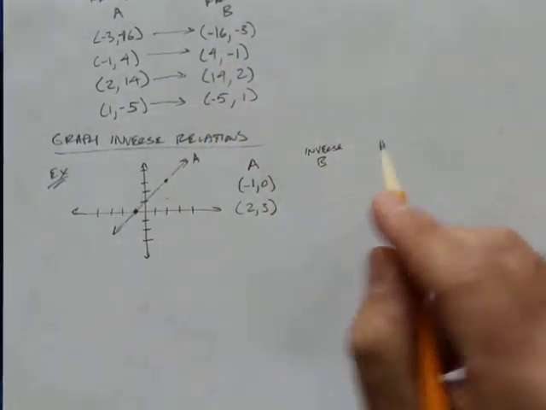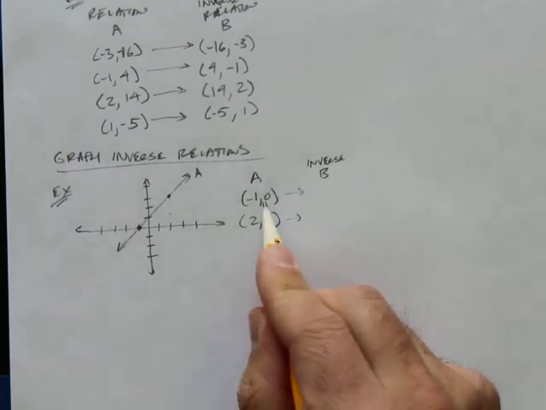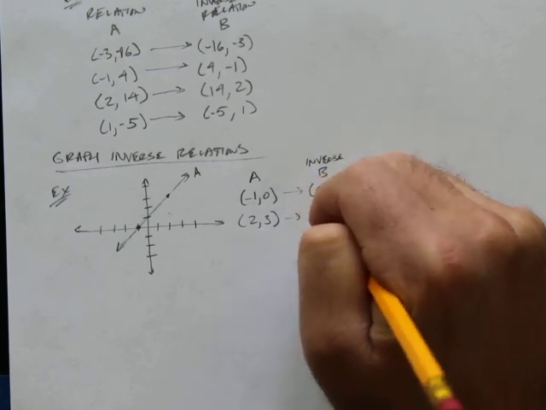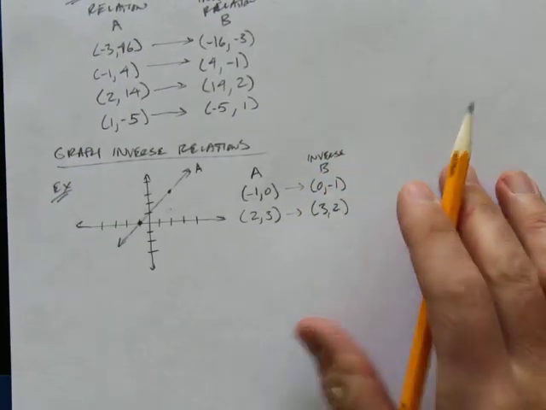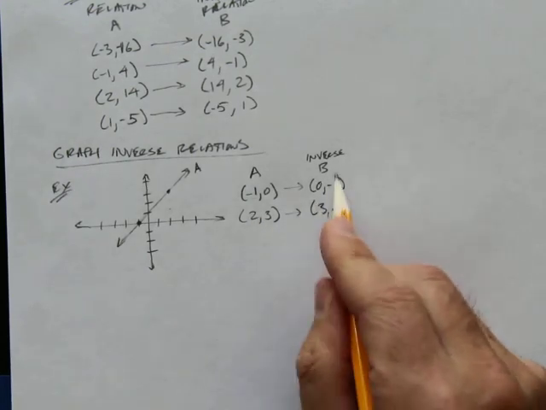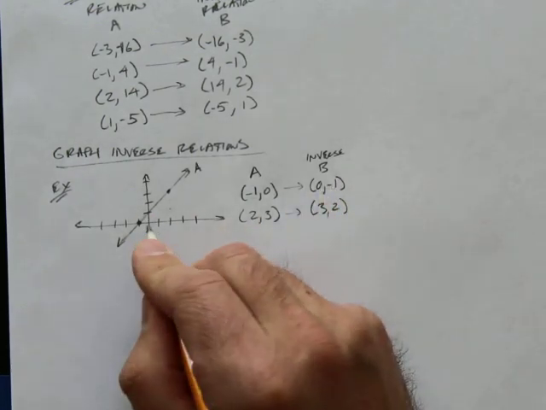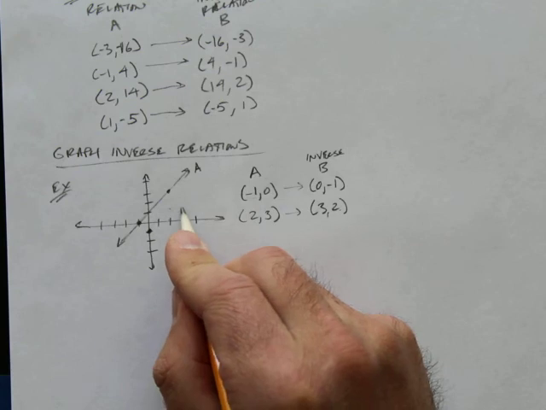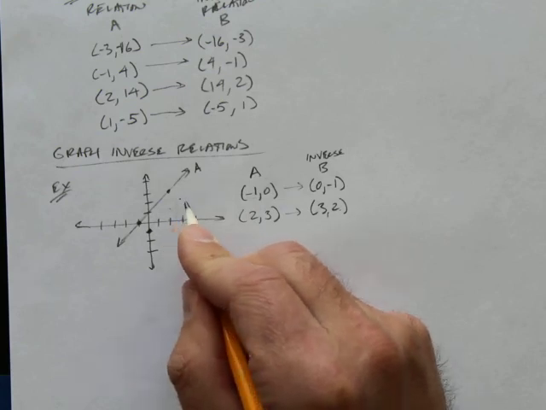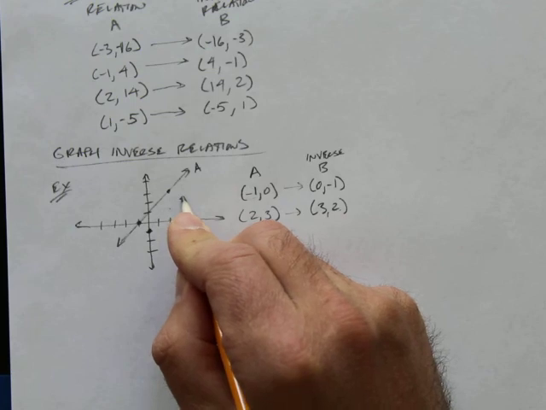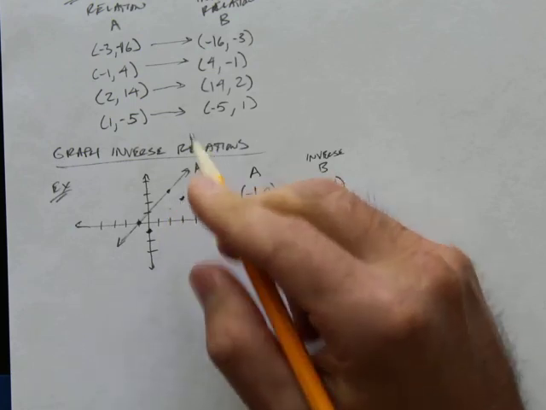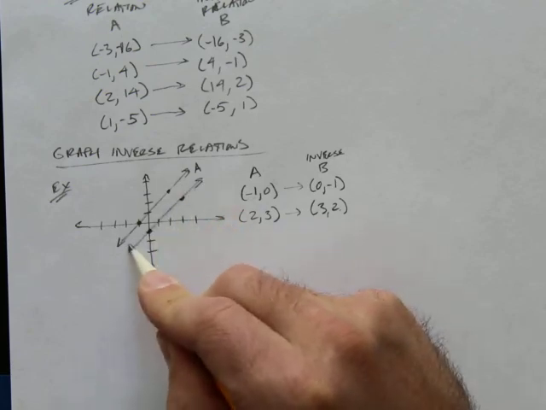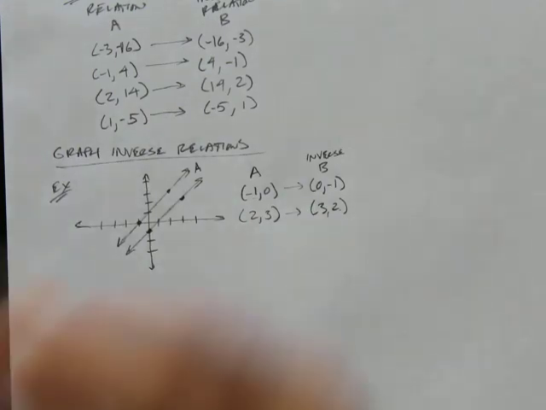Now let's look at B. So what I'm going to do is swap x and y here, 0, -1, and 3, 2. So I've just switched x and y. So now I'm just going to plot these points for this relation here. 0, -1, and 3, 2. There we go. And there I have done it. There's B.